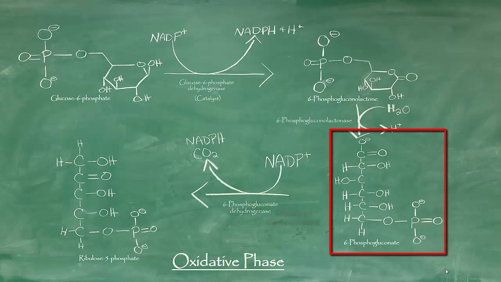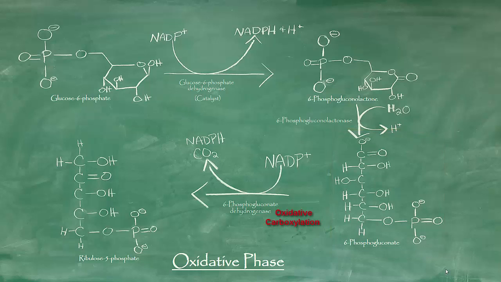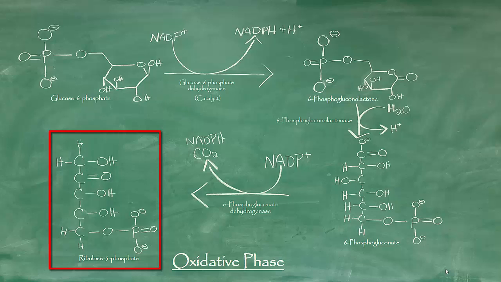The 6-phosphogluconate undergoes oxidative carboxylation by the 6-phosphogluconate dehydrogenase. This reaction forms ribulose 5-phosphate, which can later be used in the non-oxidative phase. It also forms NADPH and a byproduct of CO2.